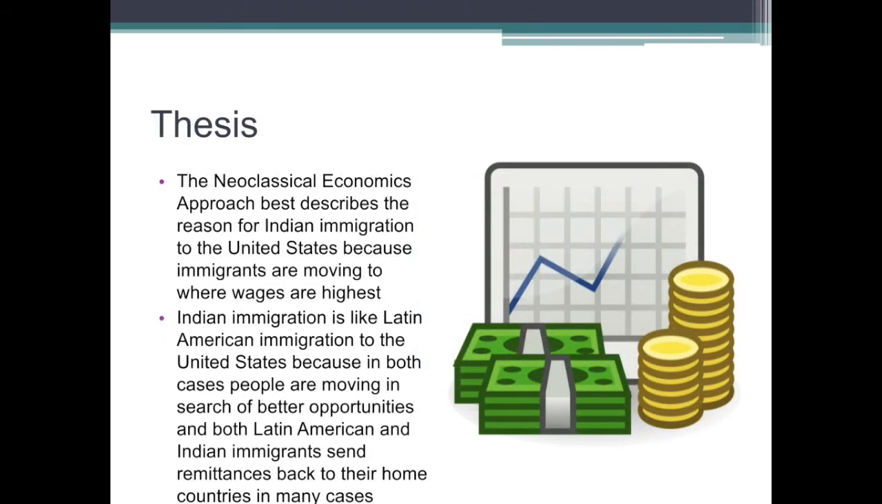The neoclassical economics approach most accurately describes Indian immigration to the United States, because many immigrants who move do so for the higher wages and better job opportunities. Indian immigration is similar to that of Latin Americans because in both cases, the immigrants are looking for better opportunities. In most cases, both send money back to their home countries.